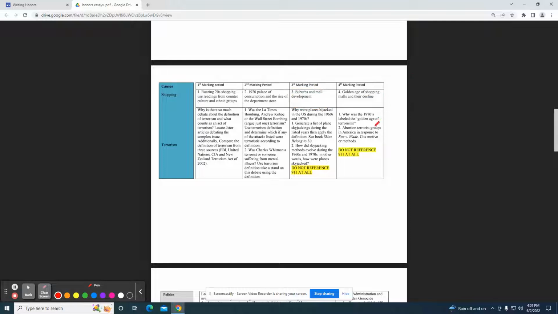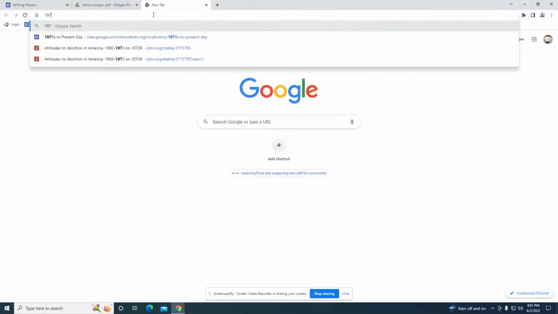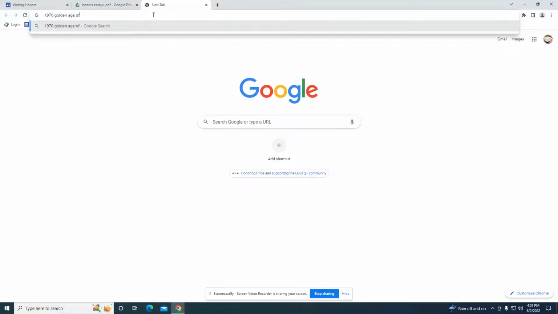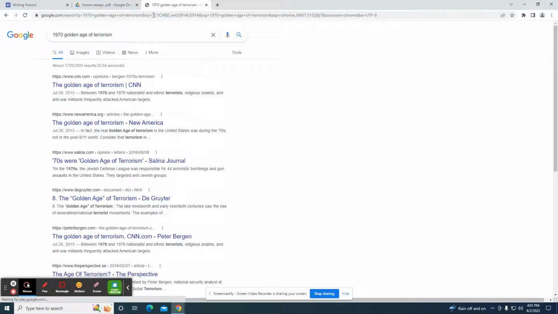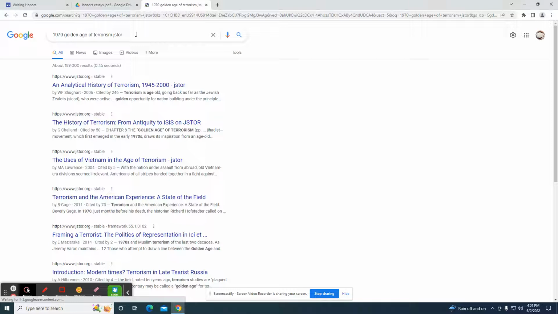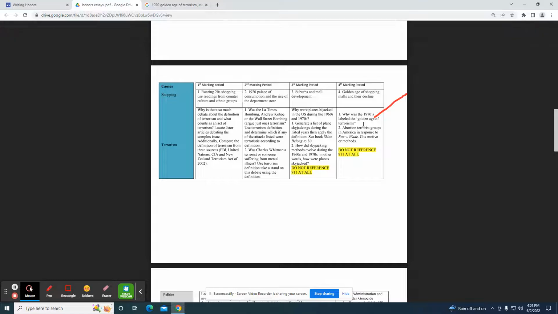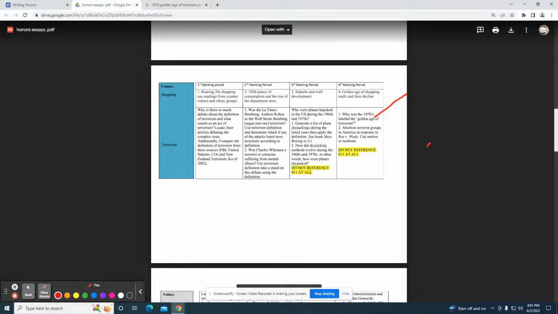You're writing about terrorism. Why was the 1970s labeled the golden age of terrorism? First thing you want to do is do a Google search for the golden age of terrorism and figure out what people are saying about the golden age of terrorism. 1970s, golden age of terrorism. There's probably plenty of stuff here. Maybe, I don't know if JSTOR's got anything. So you want to focus on why, in particular, was the 1970s considered a golden age for terrorism.